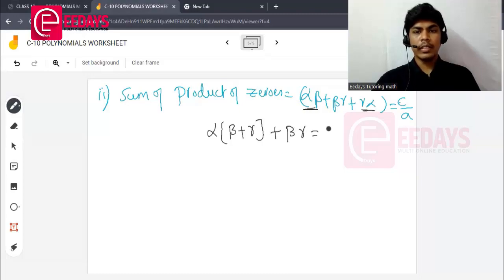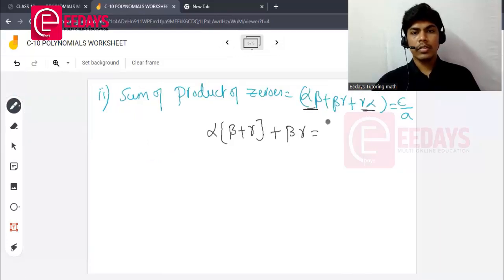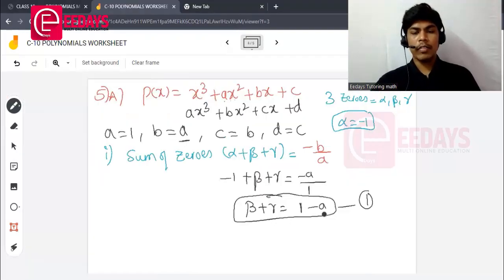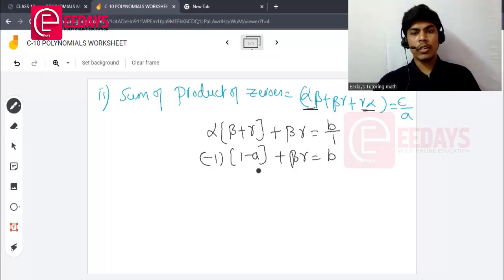And beta gamma is equal to c by a. Here c is b and a is 1, so b by 1. Alpha is -1, and beta plus gamma we already got as 1 minus a in the previous equation. So -1 times (1 minus a) plus beta gamma is equal to b. Now I get the point. If we transfer 1 minus a to the other side, we get beta gamma is equal to b plus 1 minus a.